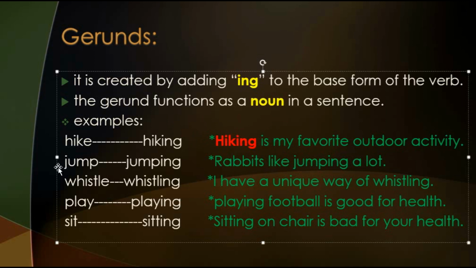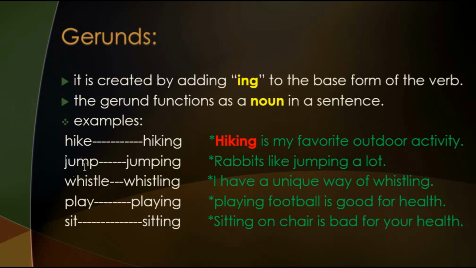The second example I have is the verb jump. So you have the verb jump, you add ing to it, no problems here, right? We don't have any e, we don't have vowels and consonants, so no problems here. So jumping is my gerund form. Then I put it in a sentence. What is my sentence? Rabbits like jumping a lot, right?